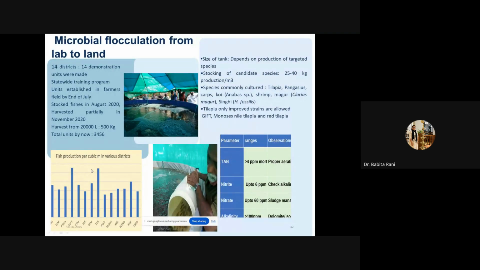Accordingly we have to decide: small fish means a large number, medium fish means a medium number, and bigger fish means a small number.